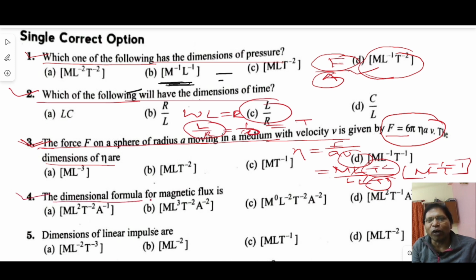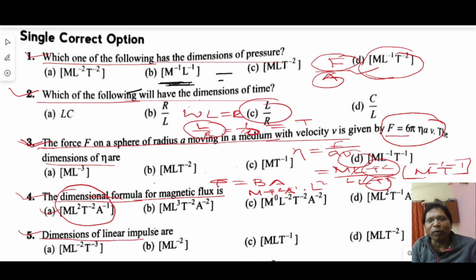The dimensional formula of magnetic flux. Now magnetic flux phi equals, look at this, magnetic field into area. The dimension of magnetic field is MT^-2A^-1 and area is L^2. So dimension is ML^2T^-2A^-1. This is option A correct. Okay. Now question number 5.